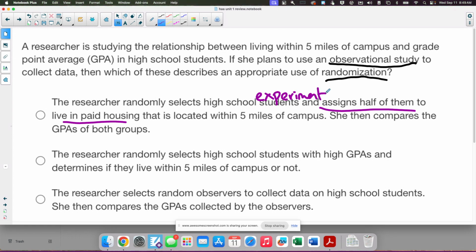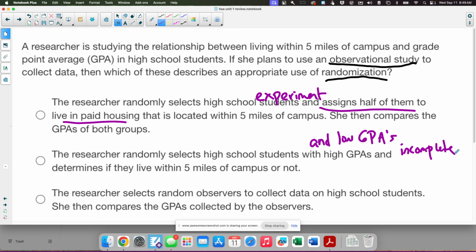You cannot randomly select students with high GPAs and determine if they live within 5 miles of campus or not, because that is not randomized. You would need to pick people with high and low GPAs to compare. So this one is basically incomplete. It doesn't actually have a way of comparing everything.